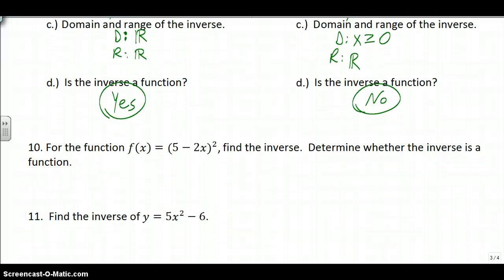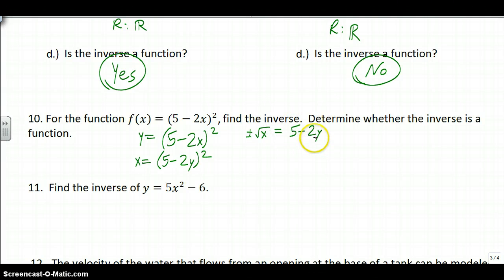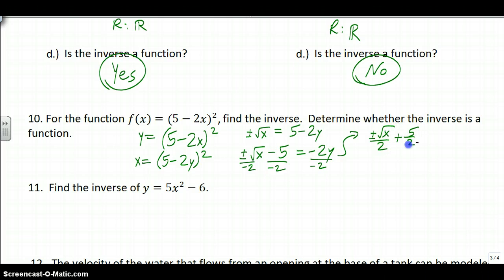Okay? Number 10, for the function, find the inverse, determine whether it's a function. Okay, well, 5 minus 2x all squared. Switch the x and y. You have to square root everything now. So it'll be plus or minus square root of x equals 5 minus 2y. I'm going to subtract 5. So it'll be plus or minus square root of x minus 5 equals negative 2y. And then you have to divide everything by negative 2. Now, dividing by negative 2 does not affect the plus or minus. So it's just plus or minus the square root of x over 2 plus 5 halves equals y.